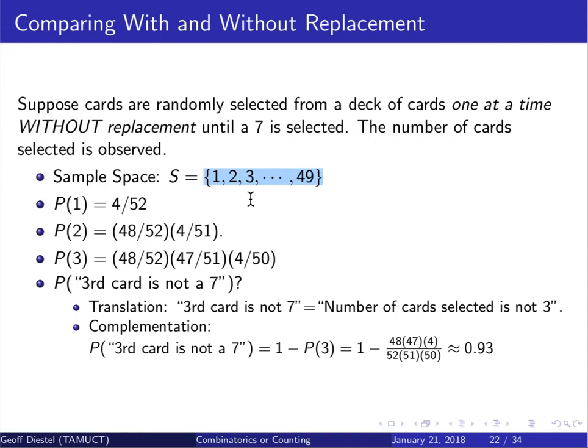So the probability of 1, observing 1 card dealt, is just 4 out of 52, because there's 4 7s that would tell us to stop out of the 52 cards. The probability of 2 cards means we are dealt a non-7, which is 48 possibilities out of 52, and then we're dealt a 7, but there's 4 7s left, and there's only 51 cards left. That's the without replacement. And then for 3, 48 out of 52 is a non-7, followed by a non-7, and followed by a 7.